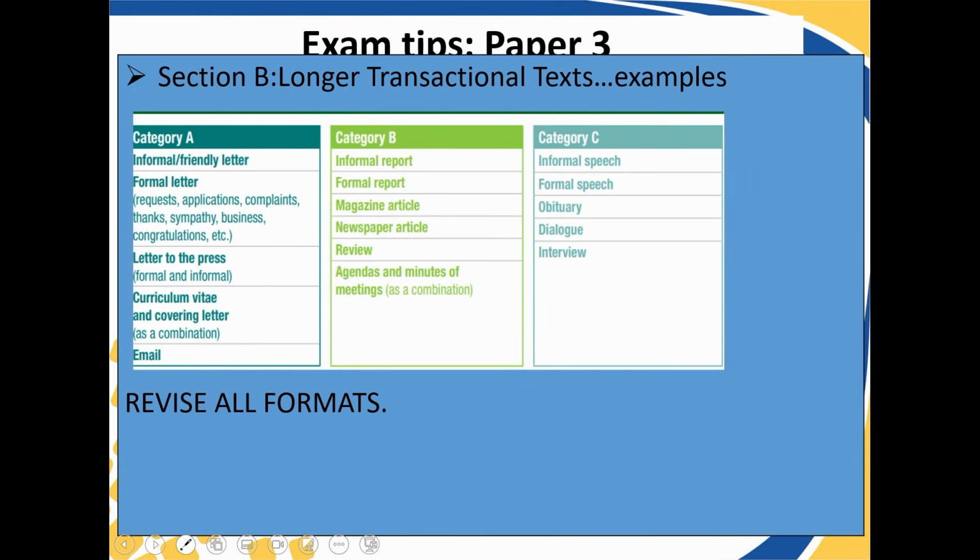Don't misunderstand the question. There are 3 categories in which the longer transactional texts are grouped. There is category A. You can see the letters. All the letters are there. The CV and covering letter is there. The email is also there. Then in category B, you have your informal report, your formal reports, your magazine articles, and so on. In category C, you have your speeches, you have your obituary, dialogue, and interview.